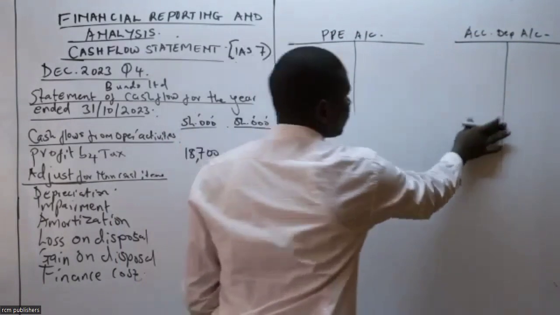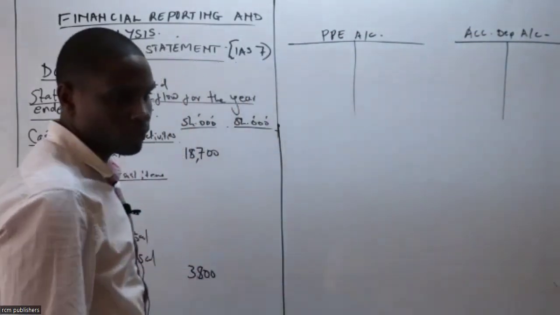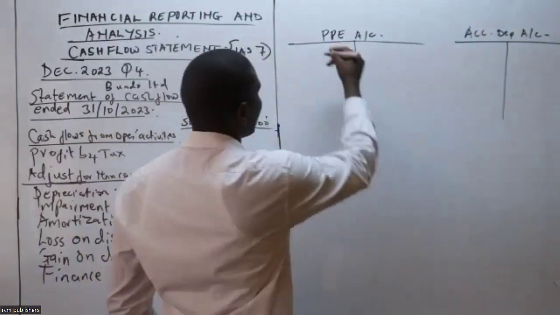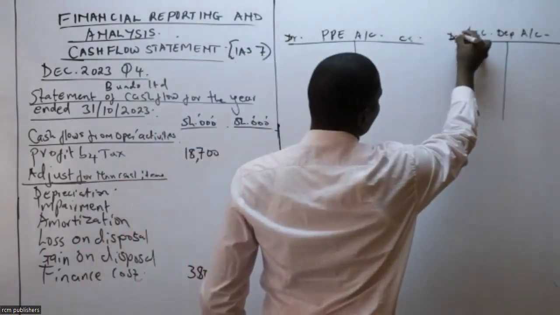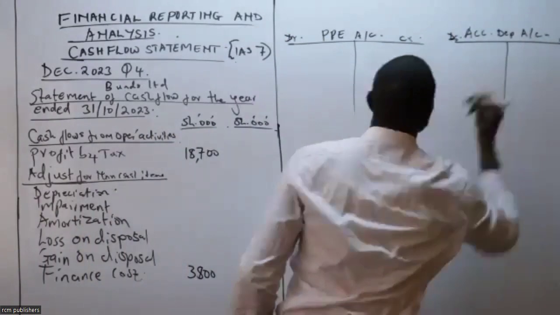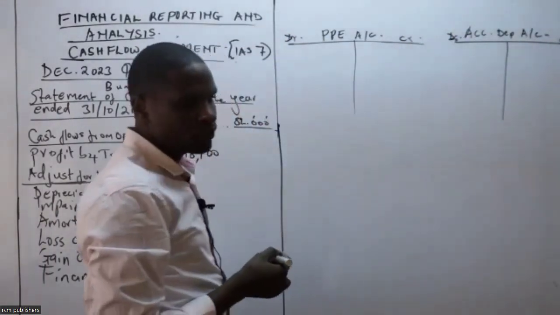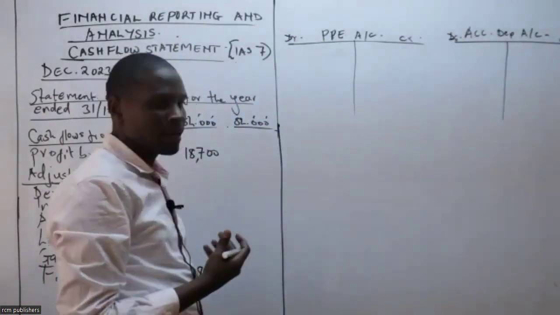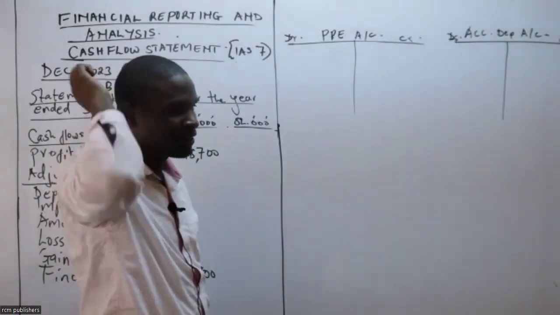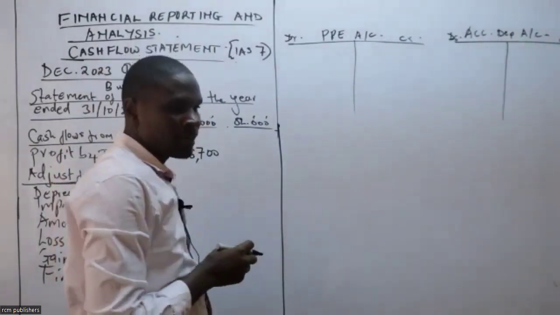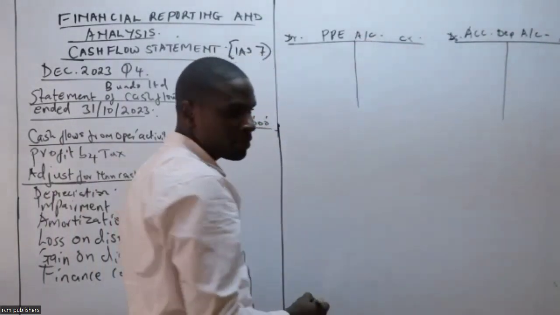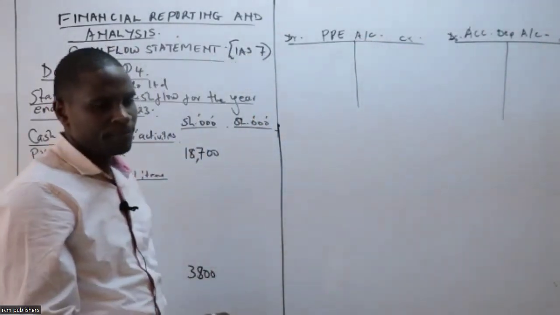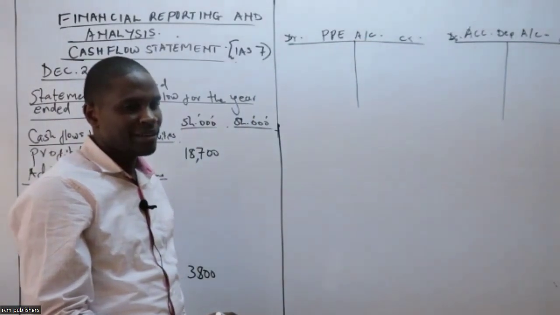I remember I gave some people this work to go and do, debit credit. So somebody should tell me, my PPE account, does it have a debit balance or a credit balance? PPE account, debit or credit, very fast.